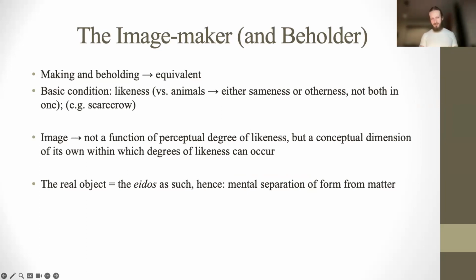Then Jonas, after discussing the image, moves on to the image maker and the image beholder, man, of course. What are the properties of a creature that can create and behold images? Firstly, these two aspects of the relationship to the image, so the ability to make images and the ability to behold images, are essentially equivalent. Any creature that is capable of one is going to also be capable of the other. The basic condition of both of these is the perception of likeness as likeness. Now, this is something that is unique to man.